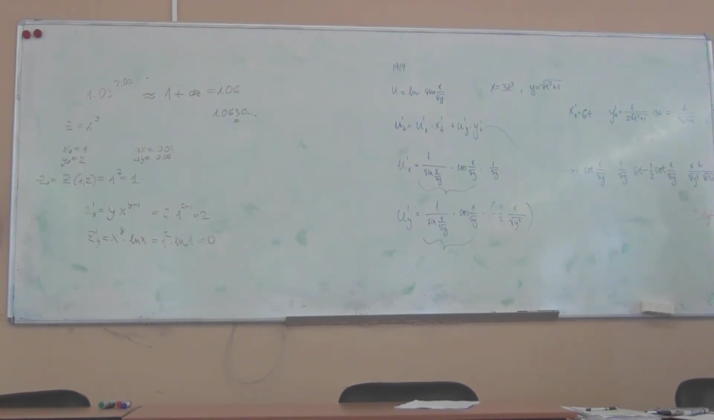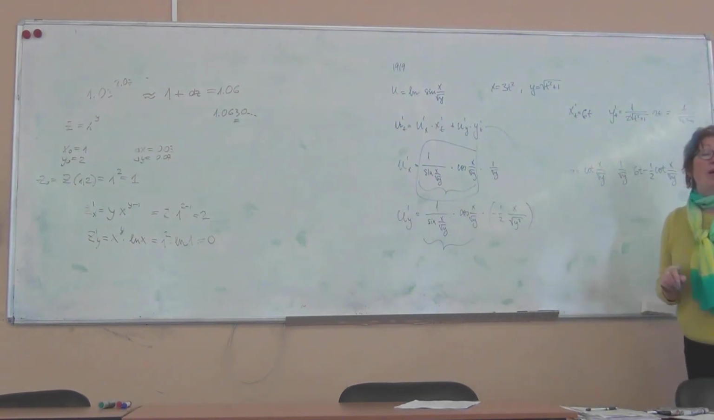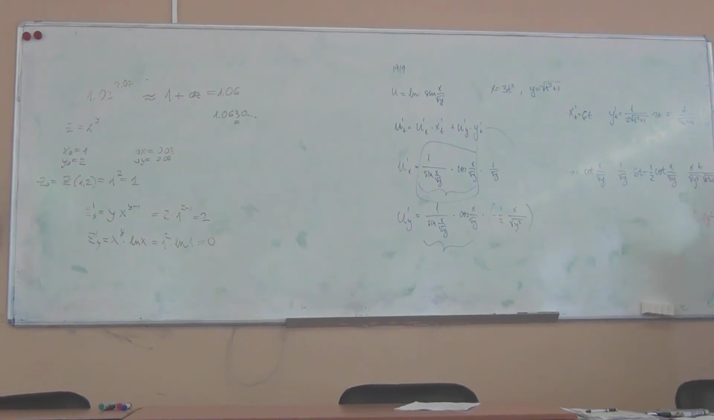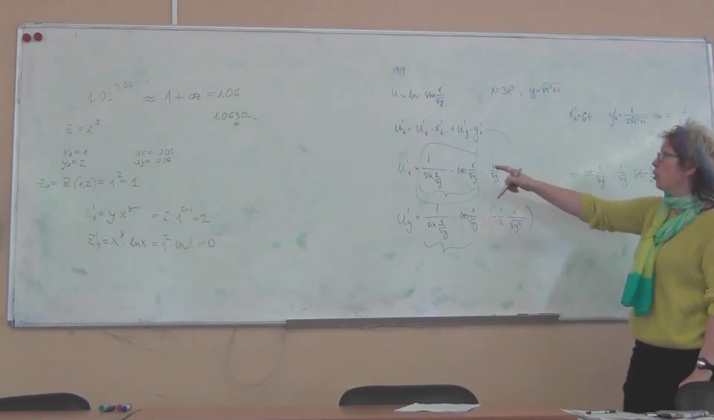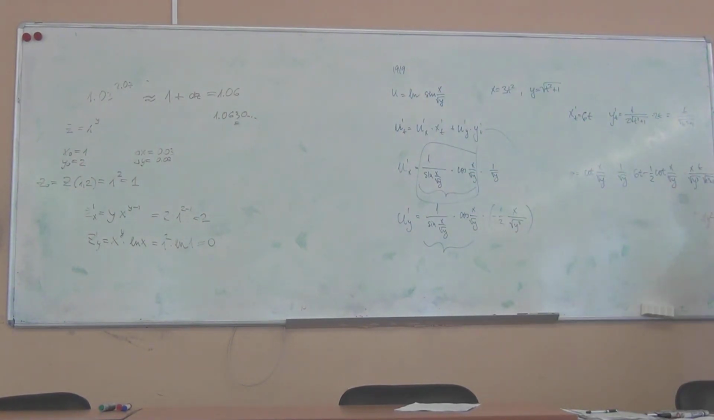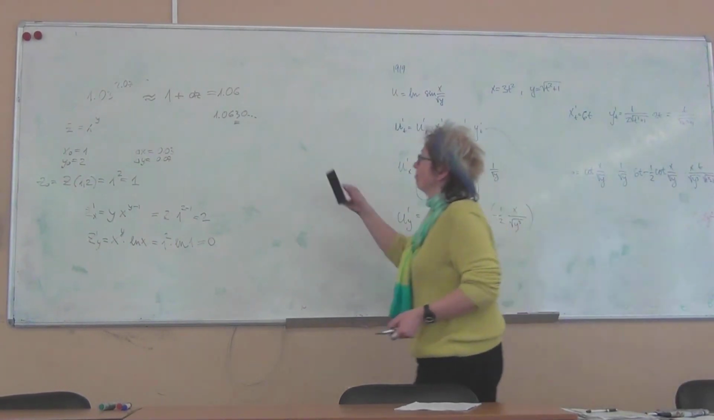Yes? Why do we put cot instead of cosine? Cosine divided by sine equals cotangent. I didn't put cotangent instead of cosine. I put cotangent instead of cosine divided by sine. You can just skip cosine and sine? Yes, you can. Yes, you can. If you don't know trigonometry.